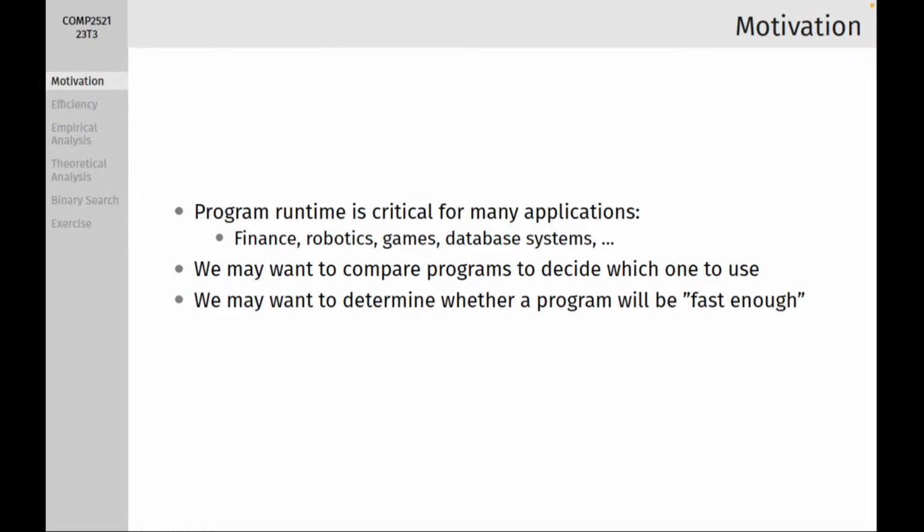And sometimes, why we might want to analyze our algorithms is that we want to compare 2 programs, right, to decide which one to use, right? So you've written a program, your friend's written a program, whose program is better? So you can analyze your algorithm to determine that. So also, we want to be able to determine if our algorithm is going to be fast enough, right, for our purposes. Right?